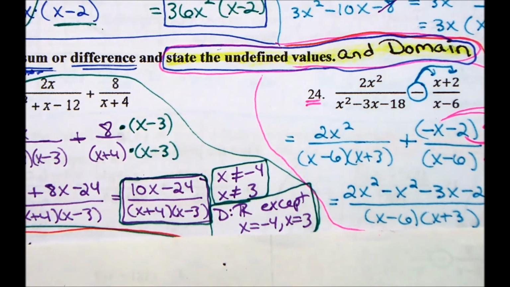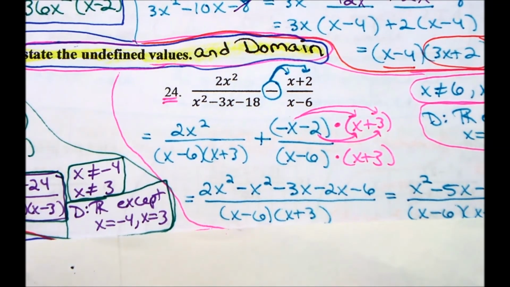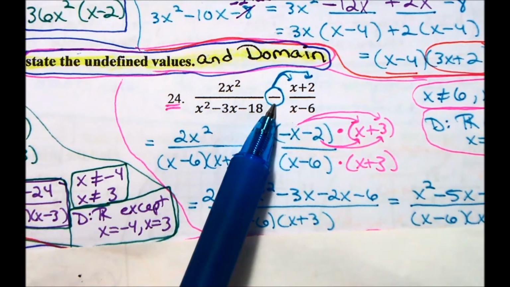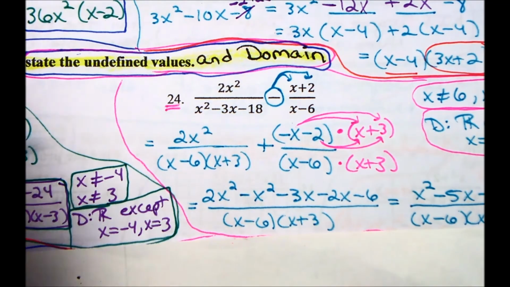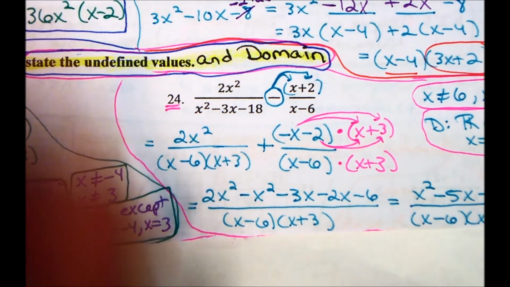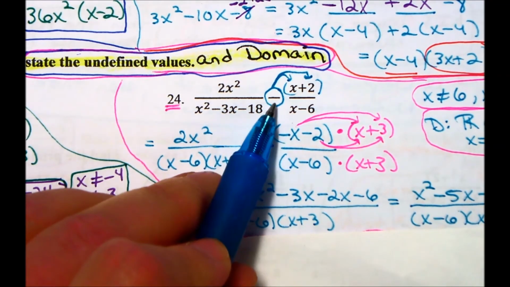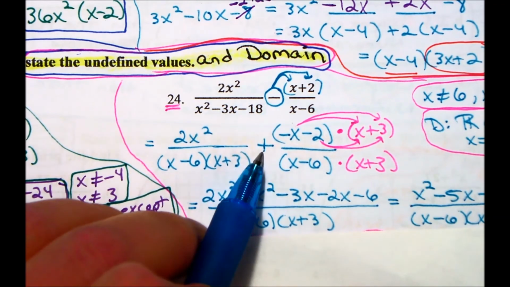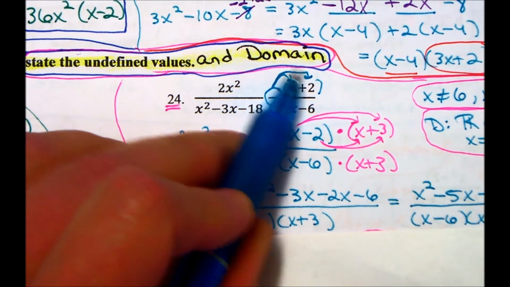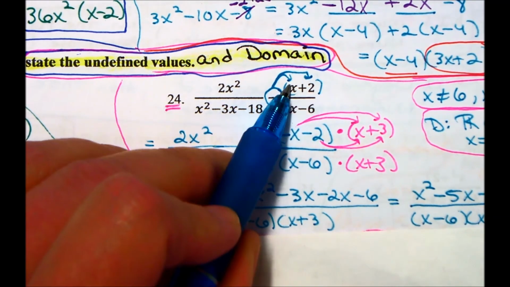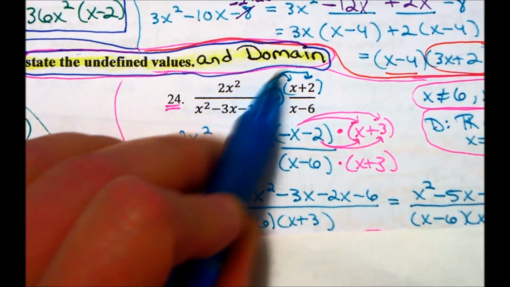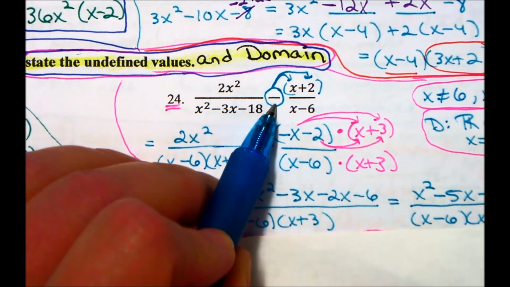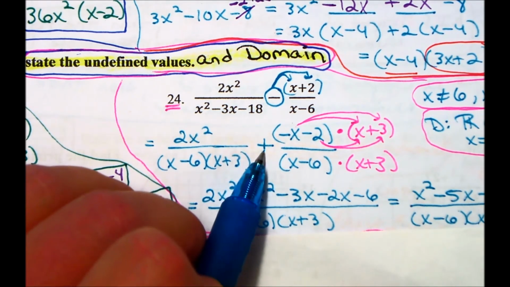All right, number 24. This one looks very similar to the last one, but there's a minus sign in between. You also have a binomial here. So what I always suggest is that if you are subtracting, change this subtraction to plus and distribute that negative to both terms in the numerator. So that's going to make that a negative x and a negative 2. But then the minus is going to become plus.